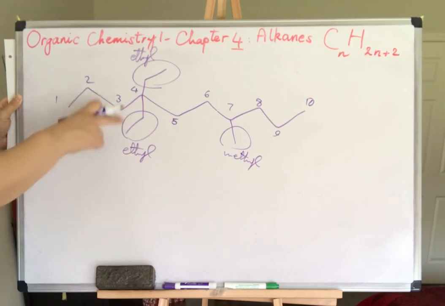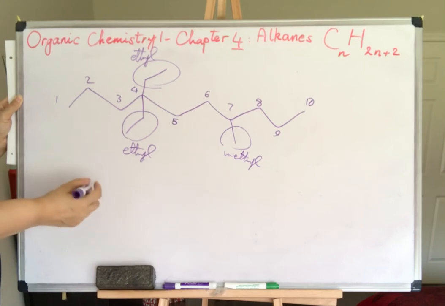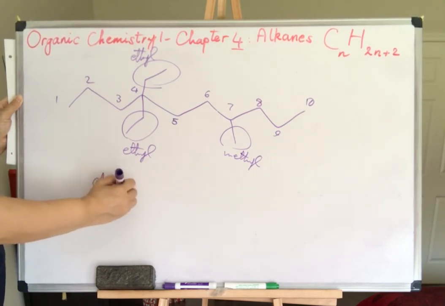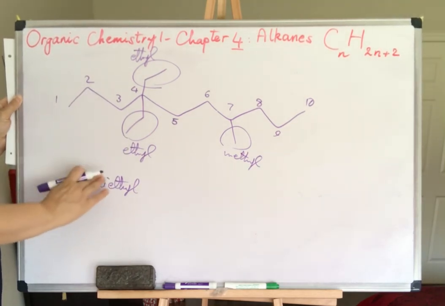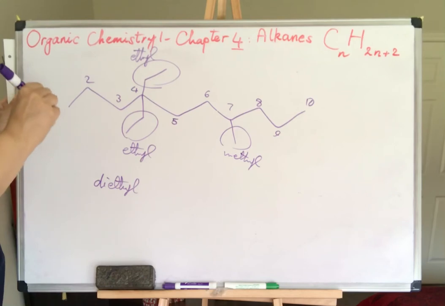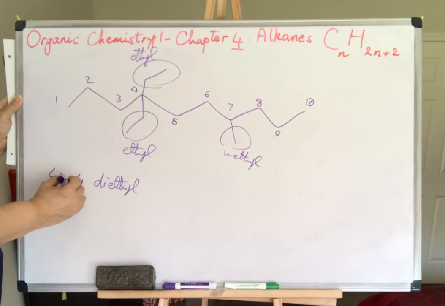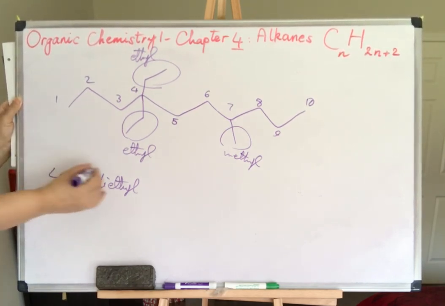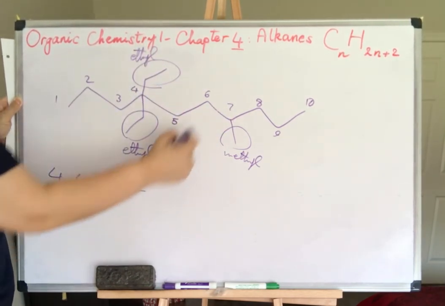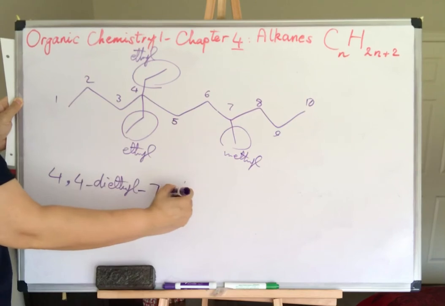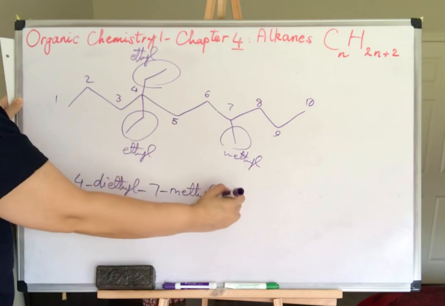So let's start. What do we see on the 4th carbon? 2 ethyl groups, right? How do I mention 2 ethyl groups? Diethyl, right? But I have to also mention the number twice. If the groups are on the same carbon, please make sure you bring them twice. 4 and 4 means both of them on 4. Diethyl. What else do we see? A methyl. Where? On the 7th. 7 methyl. And what is the length of the chain? 10, which is a decane.